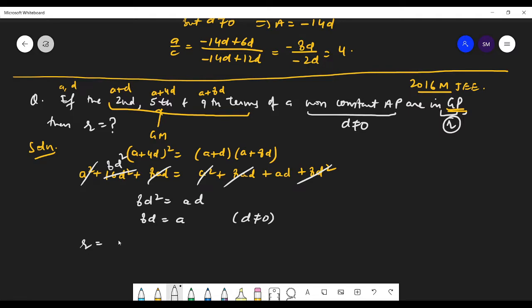So R will be equal to A plus 4D upon. See students, whenever they say they are in GP, even if it is not given that they are consecutive terms, as it was given in the last question, it still means consecutive terms, okay? So common ratio will be A plus 4D upon A plus D. Find it out. 4/3. Very good. Correct answer.